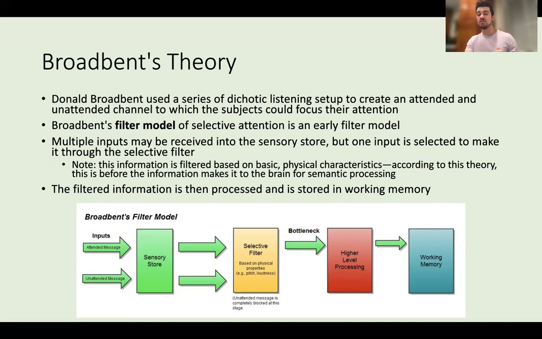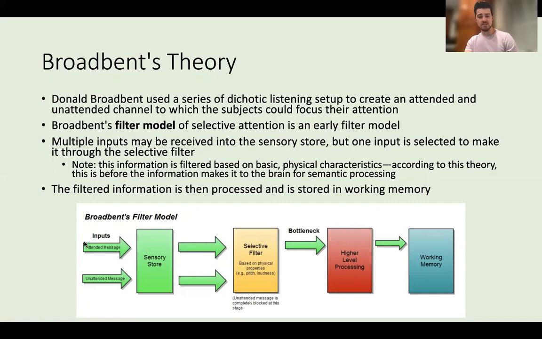It has nothing to do with semantic processing or anything having to do with meaning or higher level processing. That comes later in the process. So Broadbent is saying that we know what we're paying attention to really quickly, before we even have to do any higher level processing. Then the filtered information, what makes it through that filter, is processed and stored in the working memory. And we can look right down here.